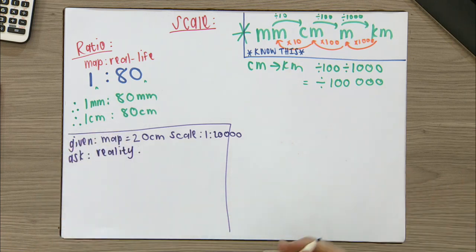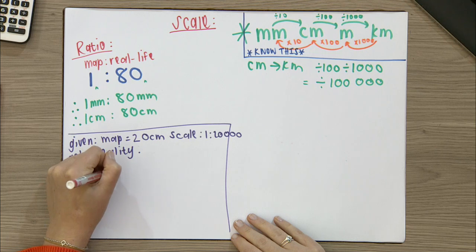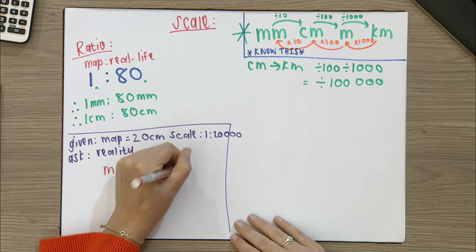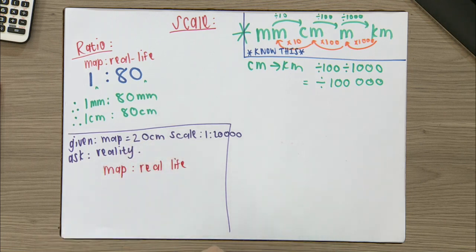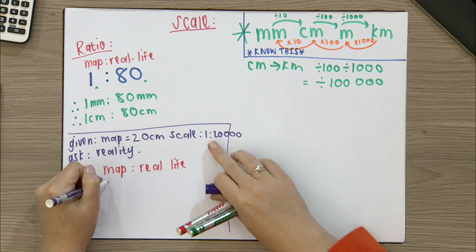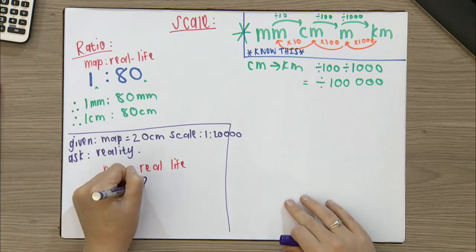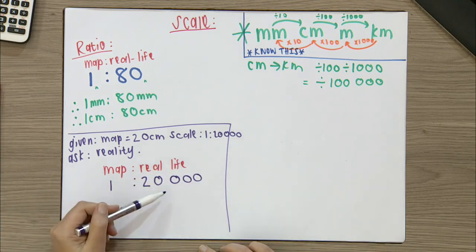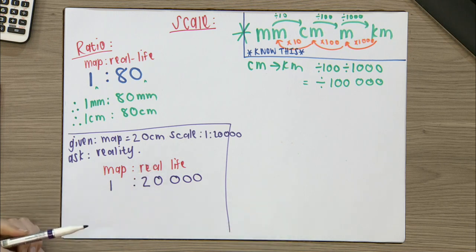Now, a nice easy way for us to remember this is just to go back to basics. So if we remember, when we have a scale, it is map on the left-hand side and real life or actual distance on the right-hand side. Then I write down the scale if the scale is given. In this case, we were lucky. The scale was given. 1:20,000. So 1 unit on the map is 20,000 units in real life.